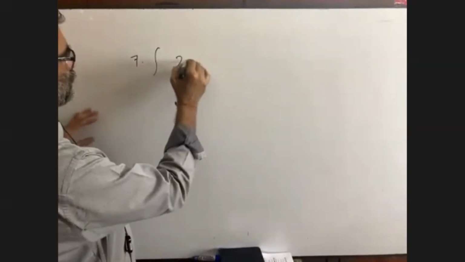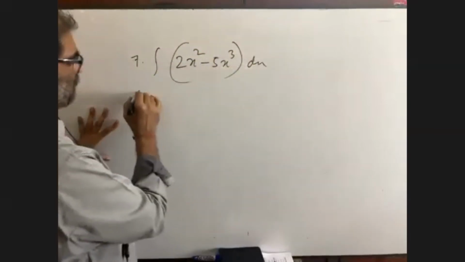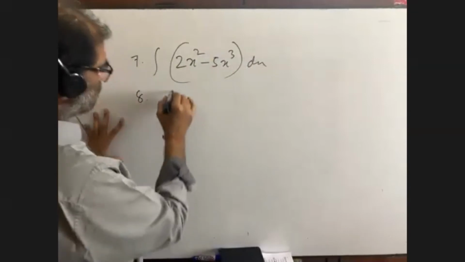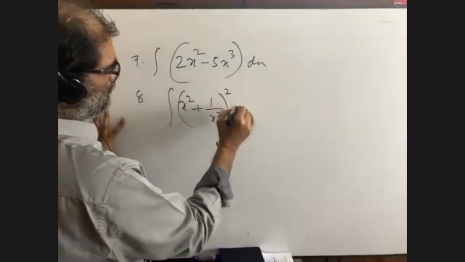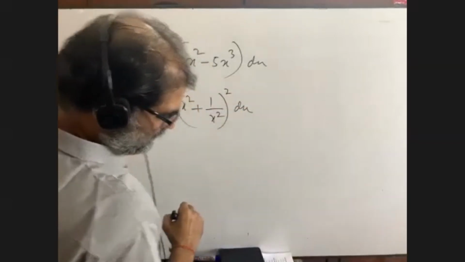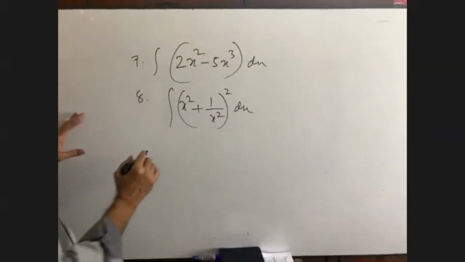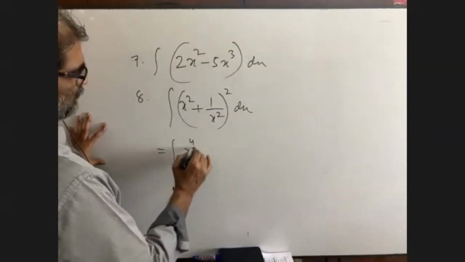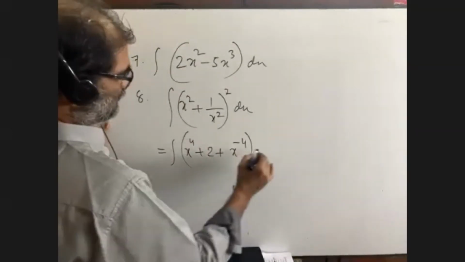Then we have some maths like this: 7, 2x square minus 5x cube dx. You will do it at home. Number 8, x square plus 1 by x square whole square dx. Can you do it? Number 8. What will be our first functioning? X to the power 4 plus 2 plus x to the power minus 4. Am I right or wrong?